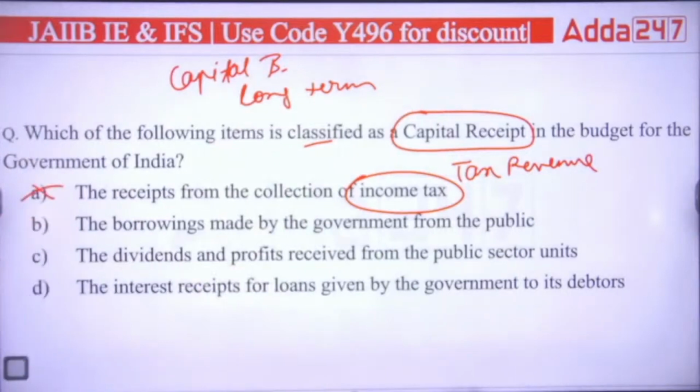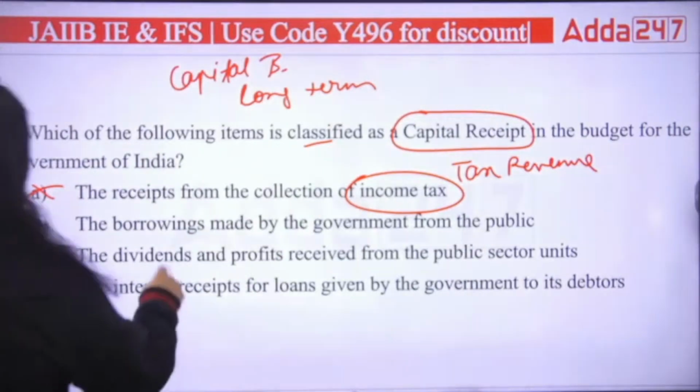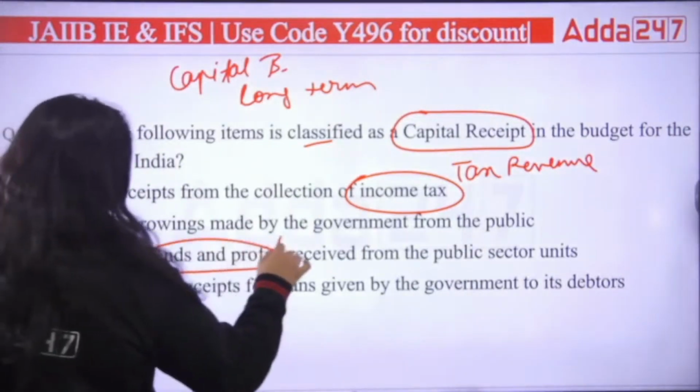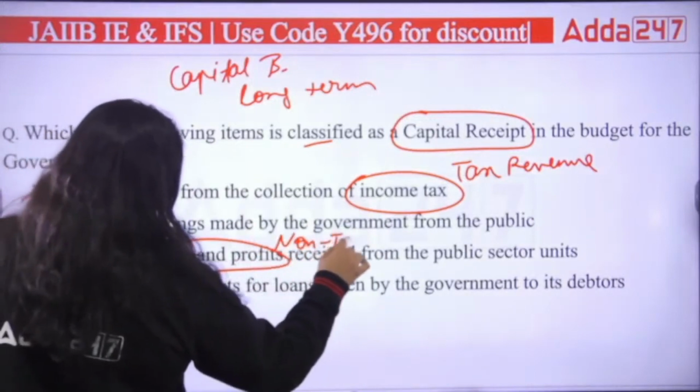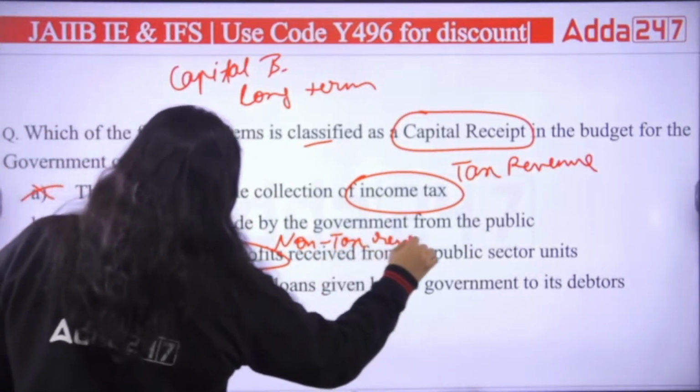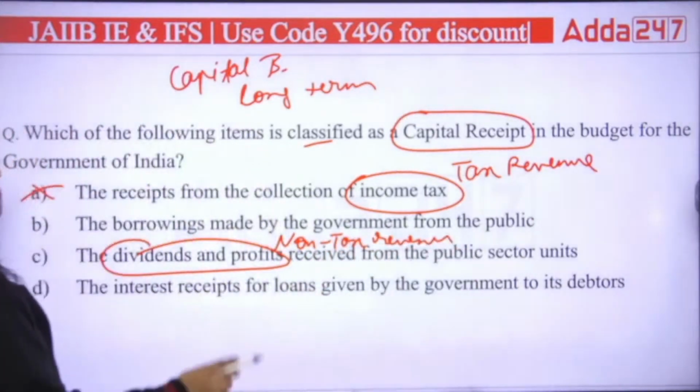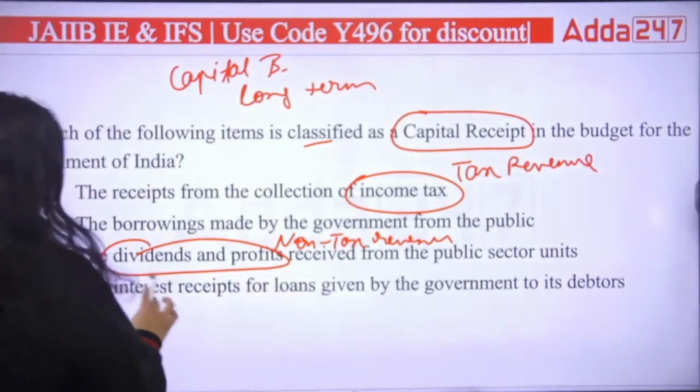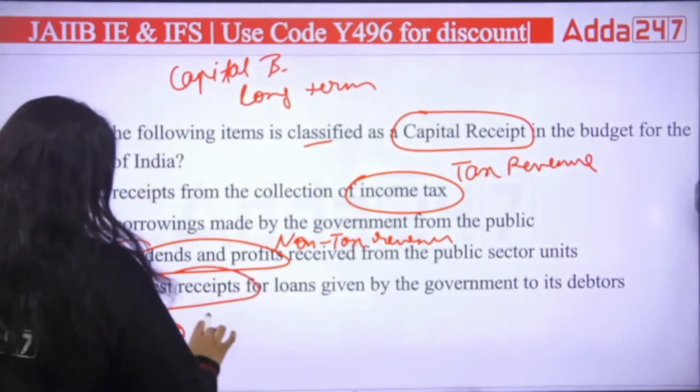Second, the borrowing made by the government from the public. The borrowing is a long-term revenue, the long-term income we can say. Then the dividend and profit. The dividend and profit you have in the non-tax revenue we have just discussed. Non-tax revenue it is. Next we have the interest receipt, loan given by the government to its debtor. Interest receipts is also your non-tax income.